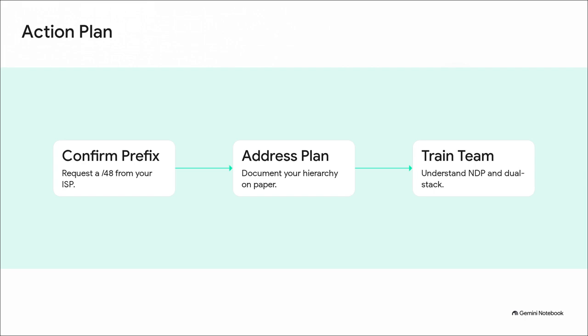Step 2. Build out your addressing plan. Document your sites, buildings, and VLAN hierarchies on good old-fashioned paper before anyone even thinks about logging into a router. And Step 3. Train your team. Do not let your engineers touch the production environment until they truly, fundamentally understand how NDP, SLAAC, and dual-stack operations differ from the IPv4 they're so used to.